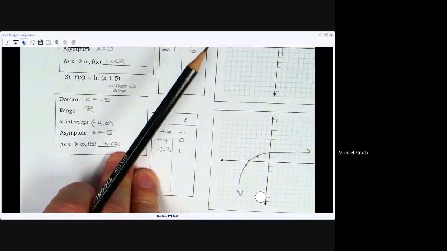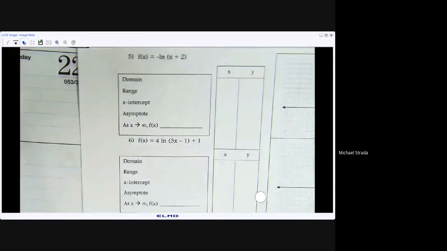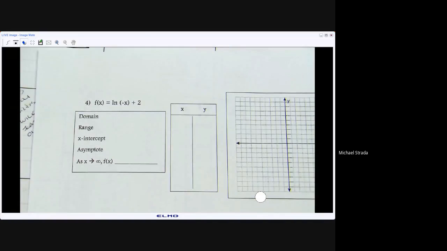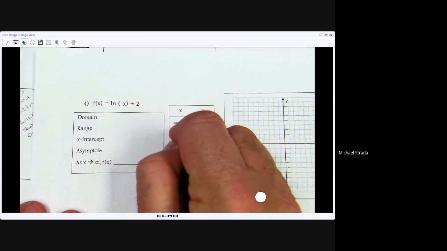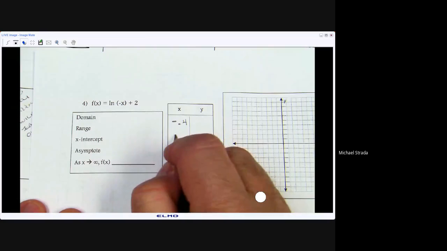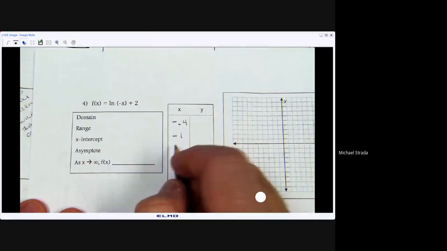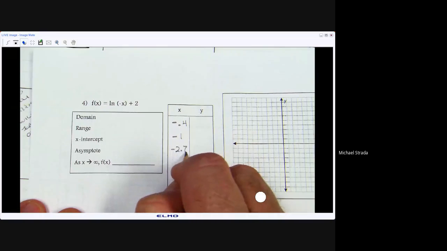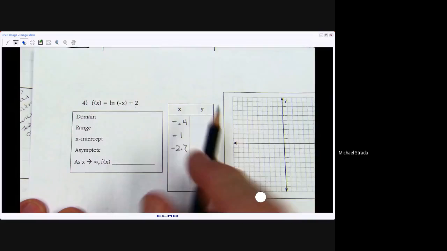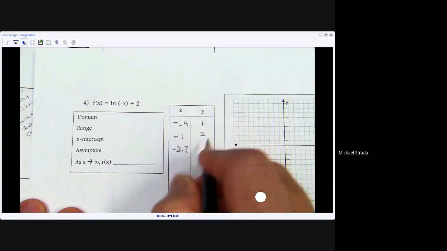Everybody good? All right. Number 4, f of x equals the natural log of negative x plus 2. All right. Ladies and gentlemen, because the only thing inside is negative, we're going to just switch our sign. So 0.4 becomes negative 0.4. 1 becomes negative 1. And 2.7 becomes negative 2.7. The plus 2 impacts our y. So what was normally negative 1, 0, 1 becomes 1, 2, and 3.